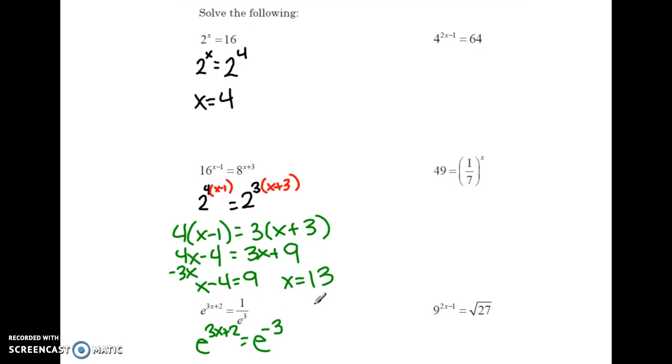So now I have the same base. So I set the exponents equal to each other and I solve. Subtract 2 over, I get negative 5. Divide by 3 and I just get negative 5/3. So there's my answer. So if you notice that there's a fraction, you're probably going to end up having to use a negative exponent.